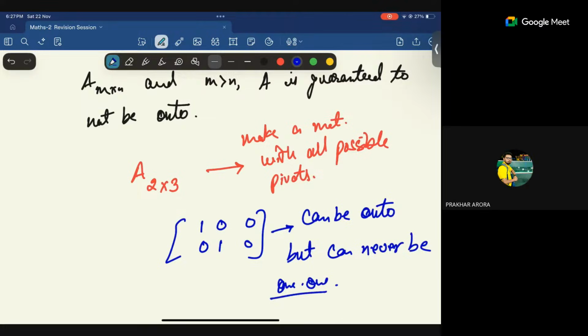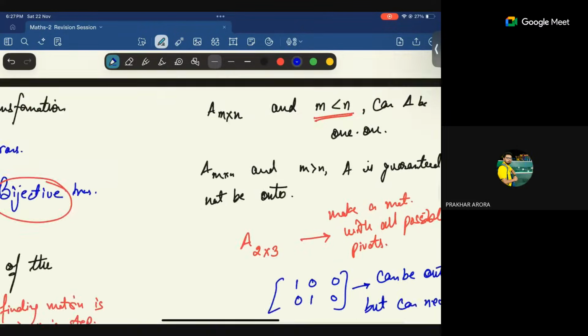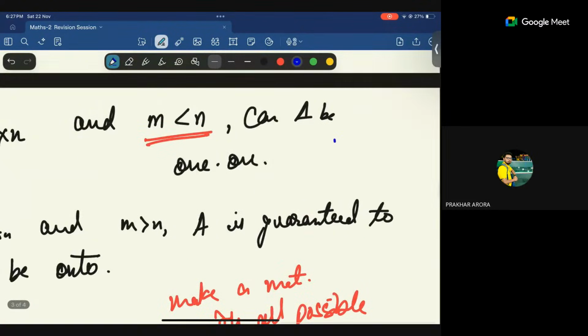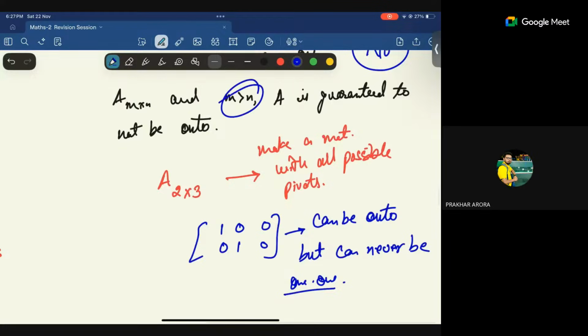Simple, done, finish. Now what was the question? Now the question is, m cross n, can A be 1-1? No, A can never be 1-1. This is how you will solve these questions. Similarly, let's look at this question also.